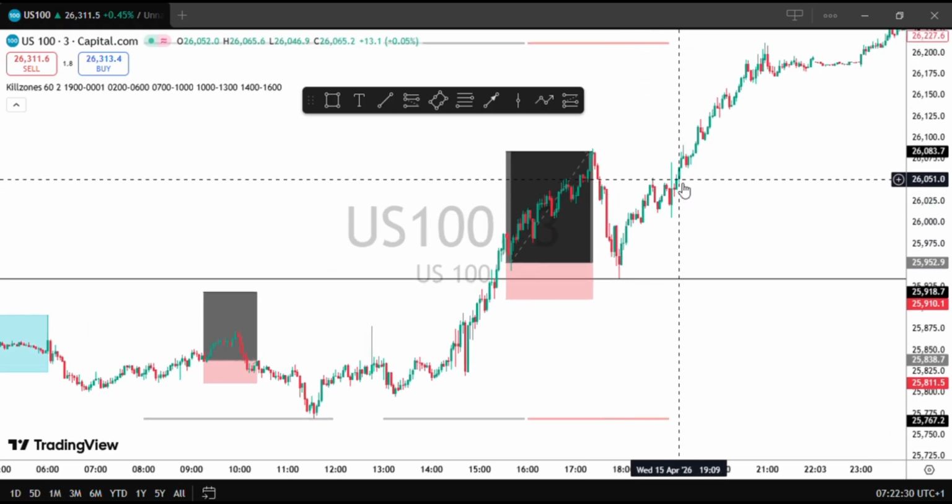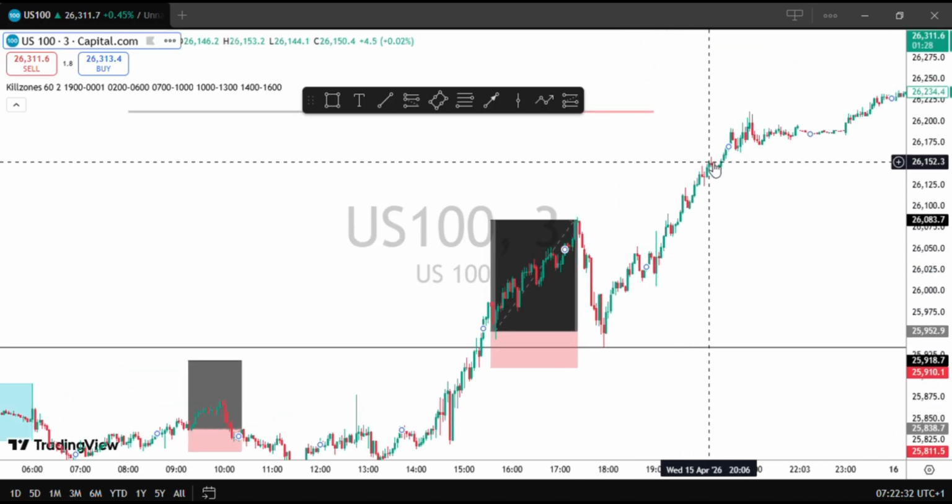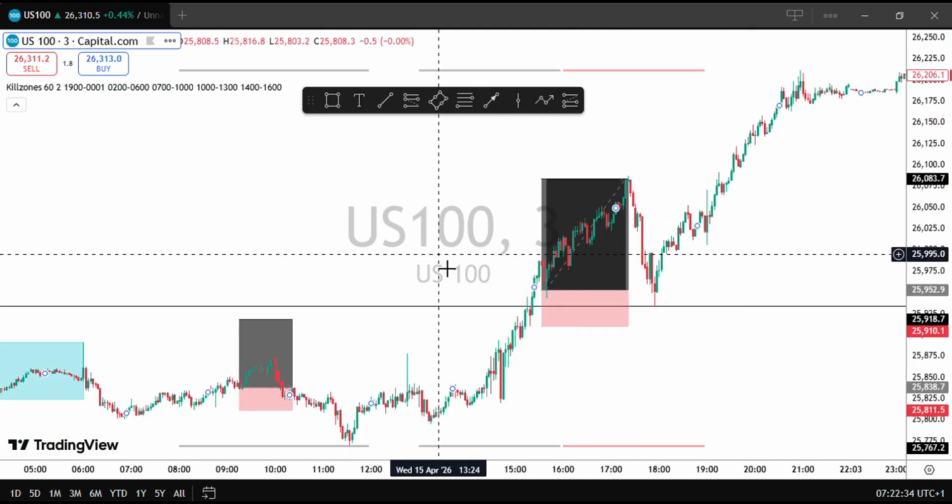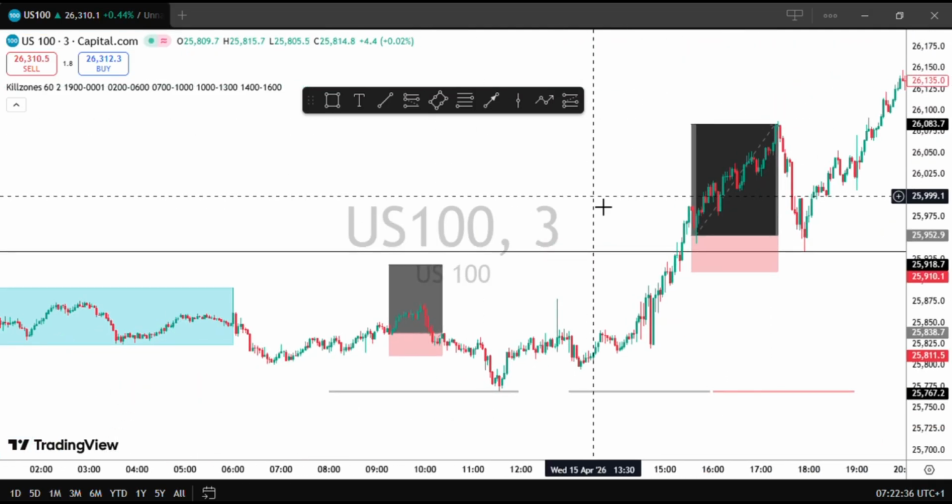Then if I missed this, there were other trading opportunities like here, here, here, here, here. A lot of trading opportunities, just for you to know what you are doing. So these are the things you need to mark out every day when you open the charts.